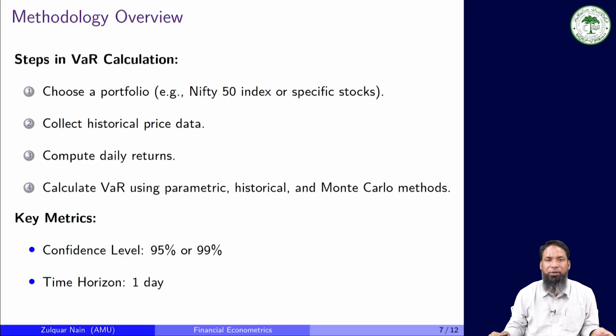So the steps for conducting this value at risk study are, first we will choose the portfolio, then we'll collect the historical price data, then compute the daily returns, then we calculate the value at risk using all three different methods which we have discussed, that is the parametric, historical and Monte Carlo methods. Here the key metrics which we'll be using to make the decision are the confidence level and also the time horizon we'll take.